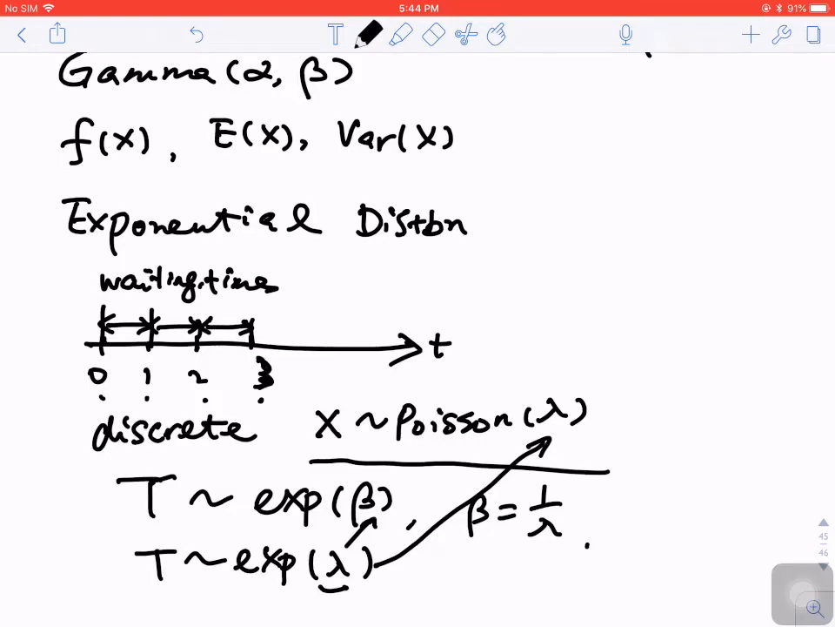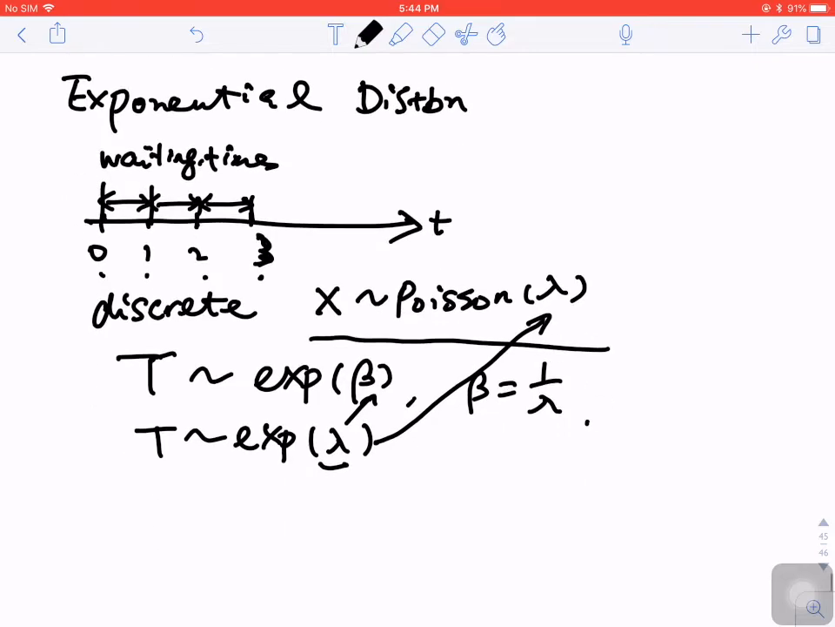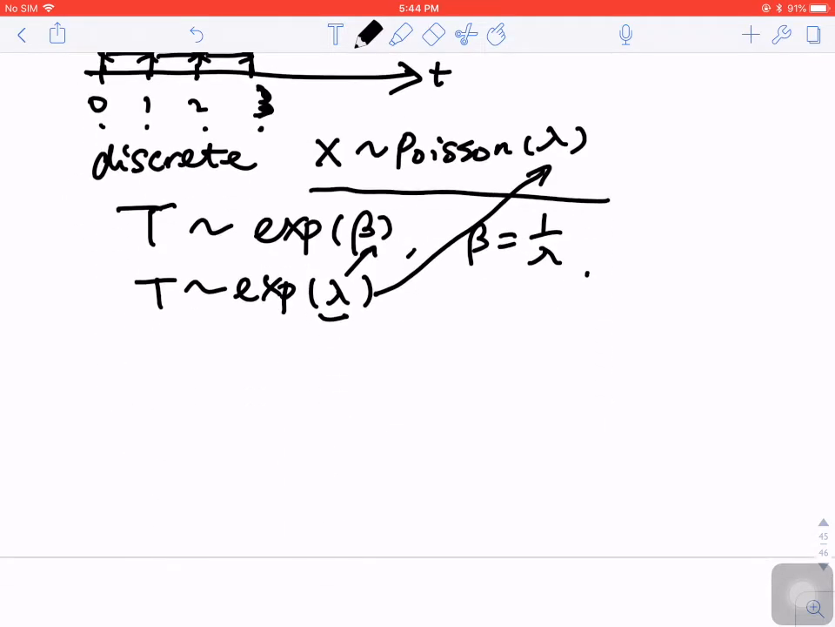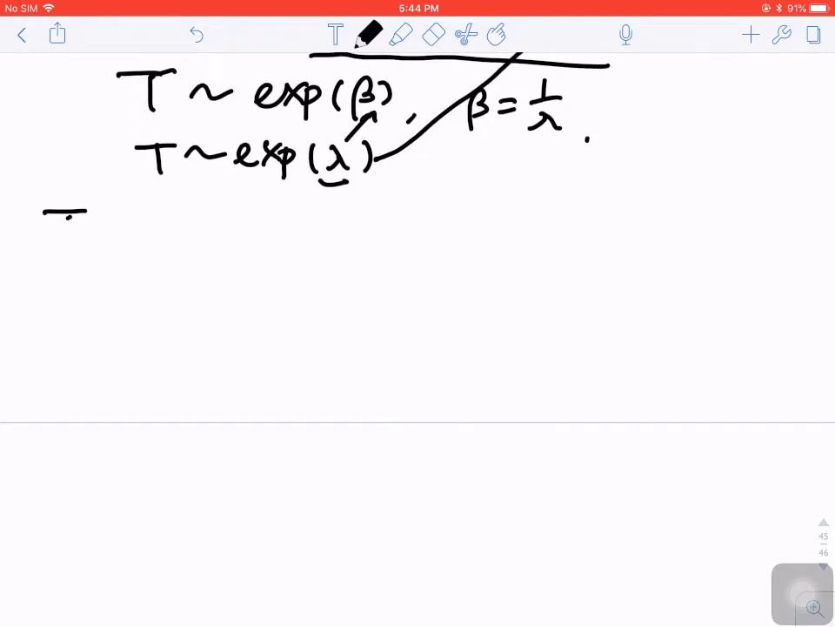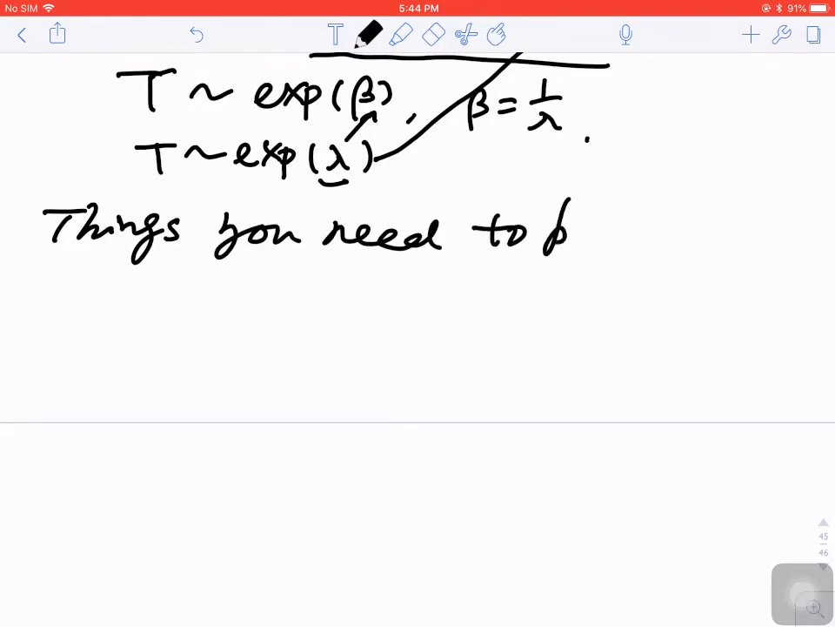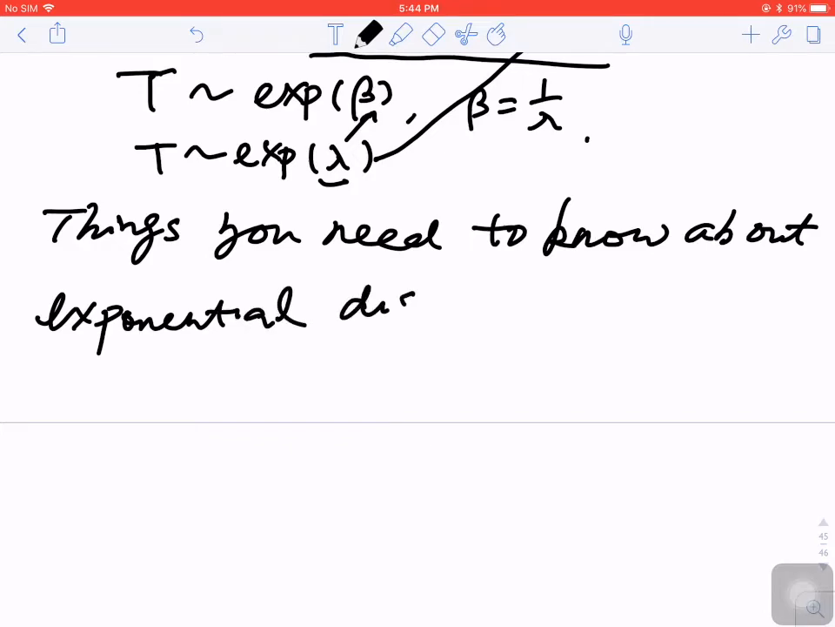All right, so I'll give you a list of the things that you need to know about the exponential distribution. I'm going to write this here: things you need to know about the exponential distribution.